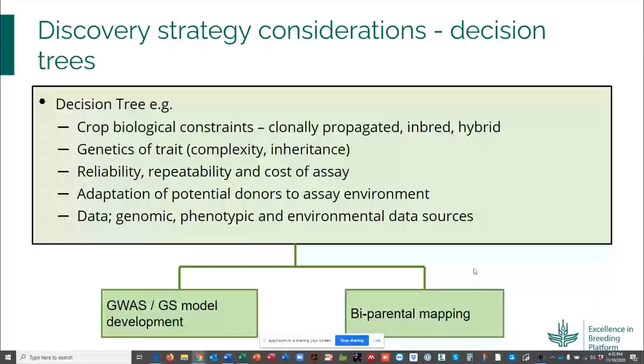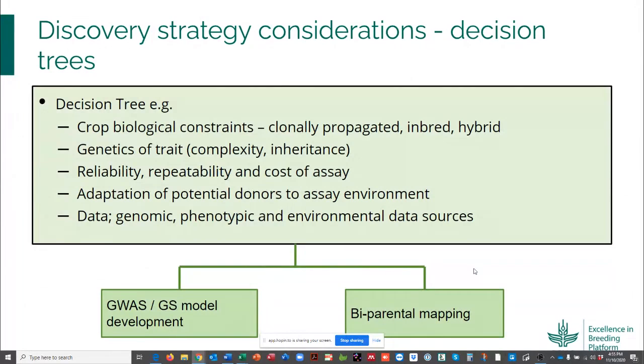So one common question could relate to the crop biological constraints themselves, thinking about breeding systems, whether materials are clonally propagated, inbred, hybrid. These are all relevant when we think of the kinds of populations that we could create for development and discovery purposes, and whether those populations could be leveraged over wide scale to do decent phenotyping. Thinking about the genetics of the trait, the complexity of the traits, the potential inheritance modes that we're dealing with.